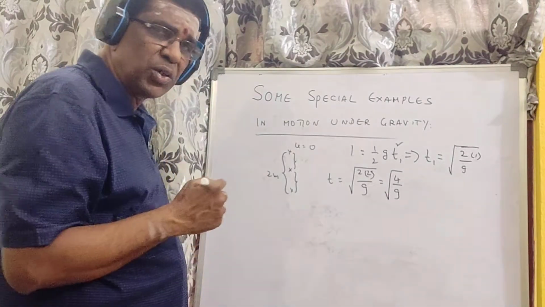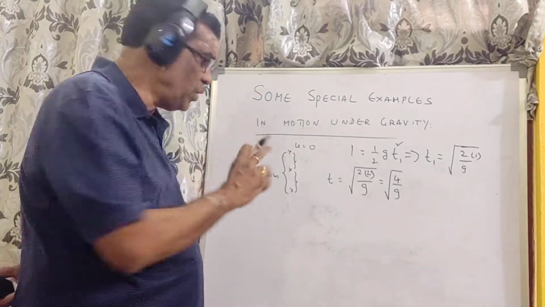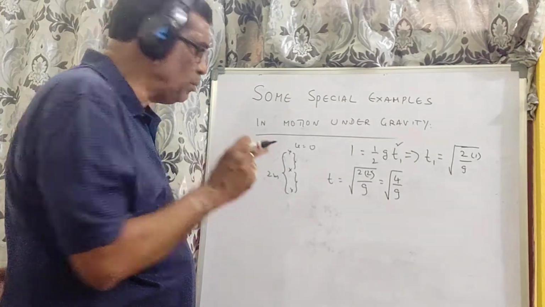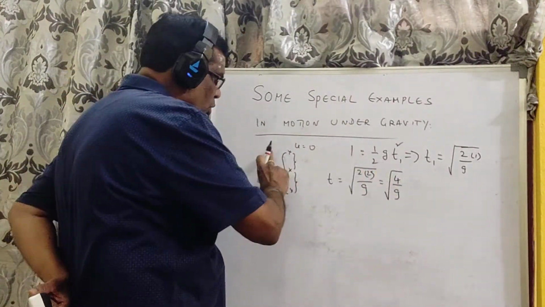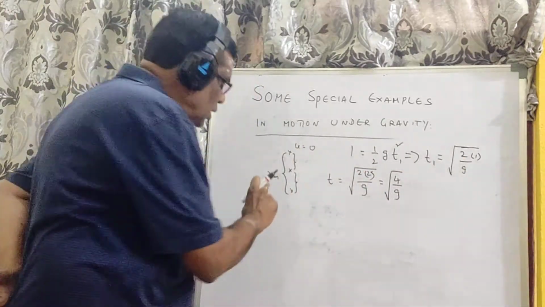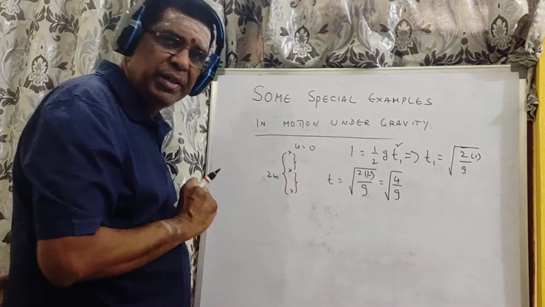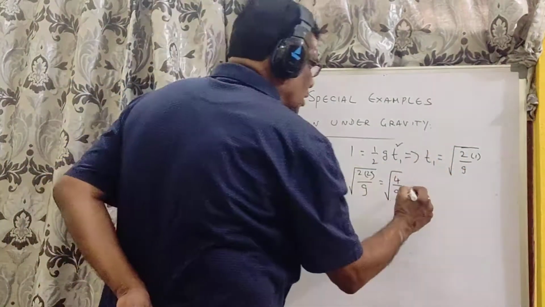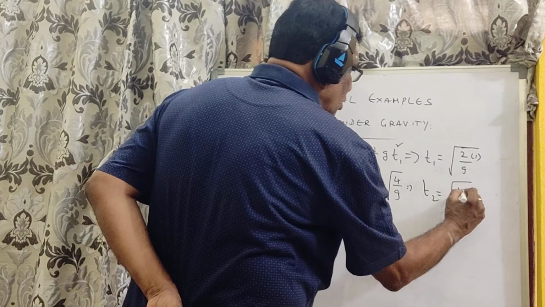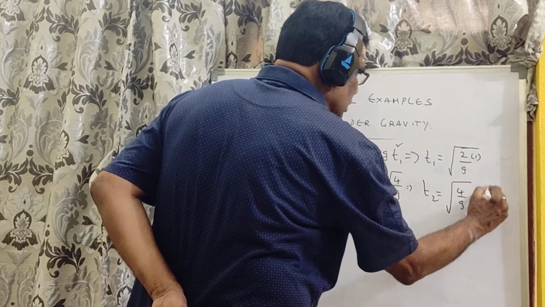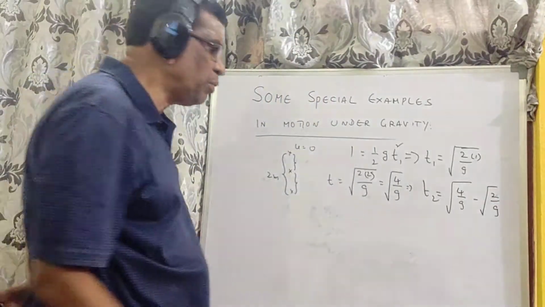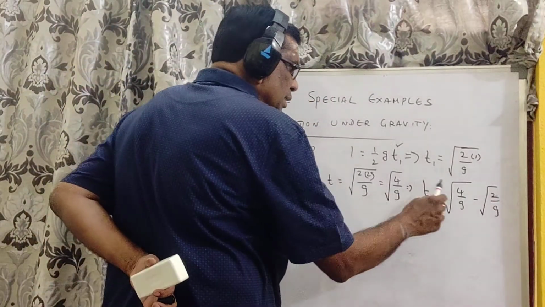But what is it I want to know? I want to get not the time for the 2 meters but for the second meter. So what is the time? The total time I know, root 4 by g. How much time will the first meter take? Root 2 by g. What is the time taken for the second meter? This minus this. Therefore I call this T2, which is under root 4 by g minus under root 2 by g. You get the point? So it's like this.